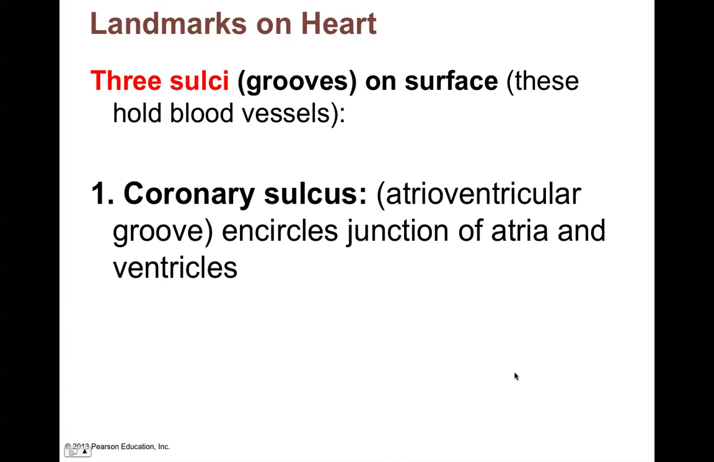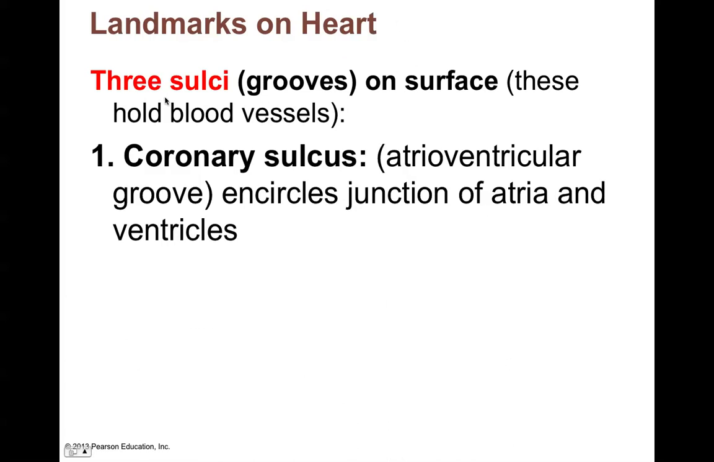Landmarks on the heart. There's actually 3 sulci. Remember, a sulcus is a groove. And so there's actually 3 of these on the surface of the heart that hold blood vessels. There's the coronary sulcus, and this is the atrioventricular groove. So you can imagine a groove called the atrioventricular groove would be between the atria and the ventricles. So it goes in a horizontal orientation, and this encircles the junction of the atria and the ventricles.